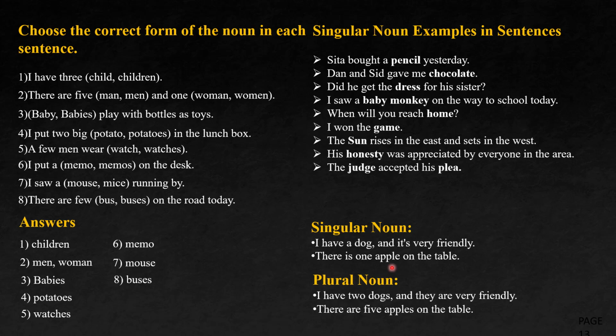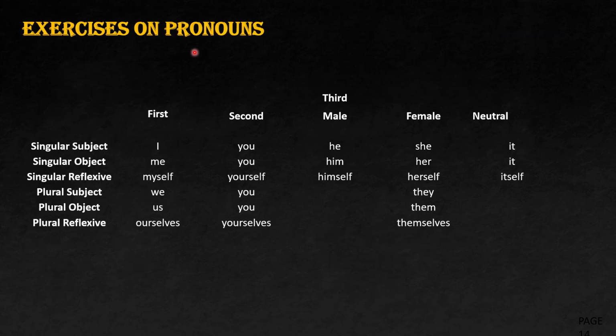Instead of I have a dog, you can say I have multiple dogs, or else I have two dogs and they are very friendly. The earlier sentence represents only one. When it comes to multiple, then you can add it. Okay. Now there is one apple. You can have two apples, or you can have few apples on the table. Yep. I hope you got to know how to create the sentences. Well, let's move to the next exercises when it comes to pronouns.